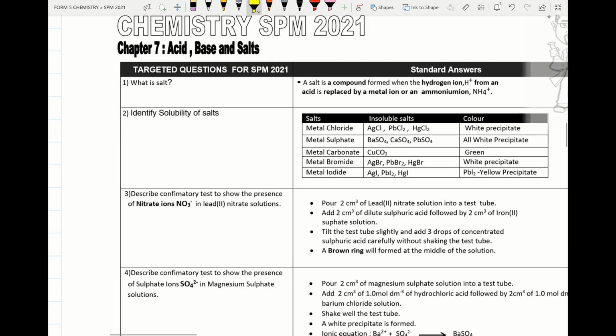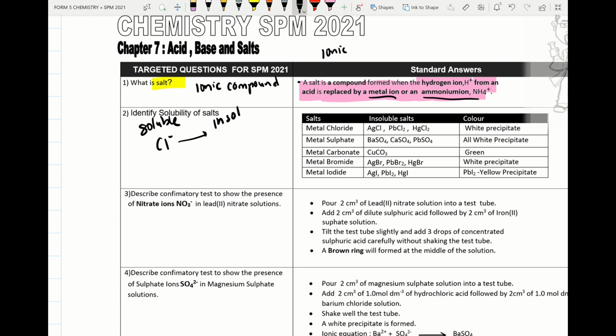Please remember the definition of salt. Salt is an ionic compound formed when the hydrogen ion from an acid is replaced by a metal ion or ammonium ion. And please remember the solubility of salts. For chloride ions, all are soluble except which ones are insoluble.